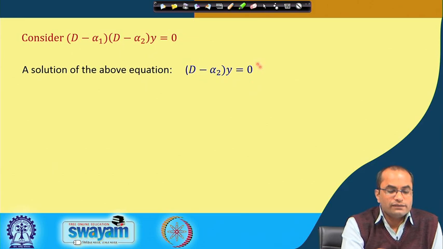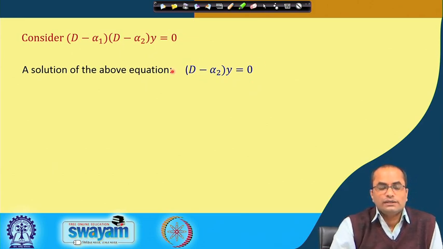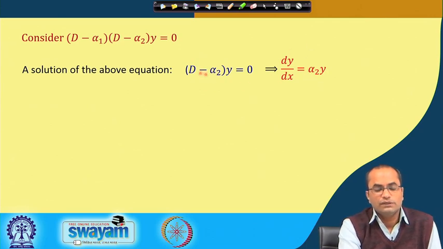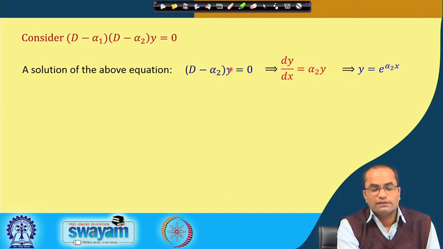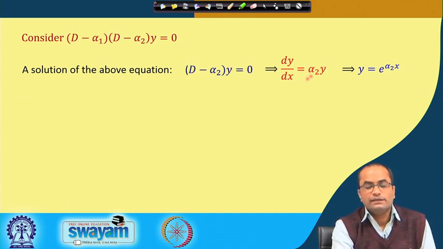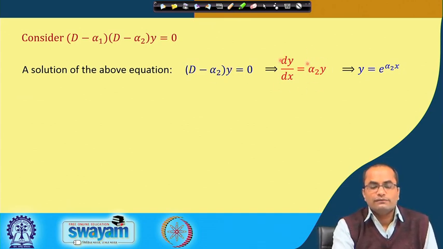So, how to get the solution of this differential equation? That is easy, it is a first order differential equation. We can write it down in this form: dy over dx minus alpha 2 y is equal to 0. So, we have taken the right hand side, and this we can solve, it is a variable separable here.